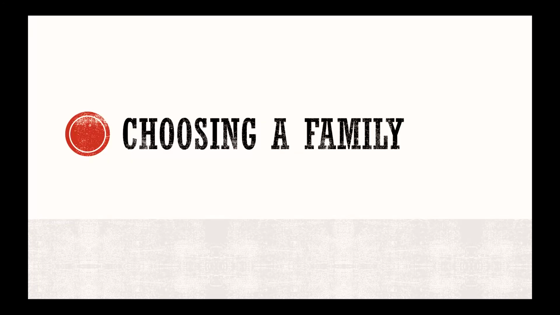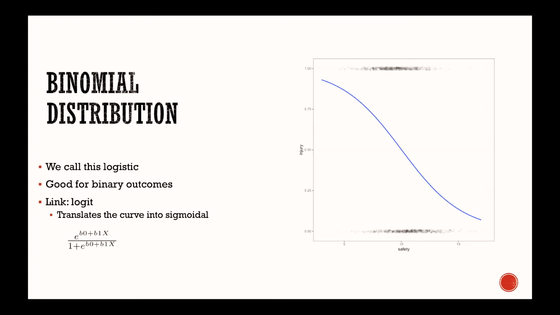So how do you choose a family? And by the way, when I say family, I'm talking about the distribution of the residuals. For some reason, statisticians call it the family. So how do you choose a distribution for the residuals? Well, let's just go through these one by one.